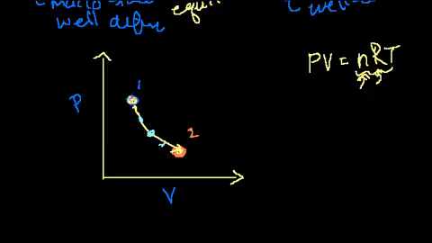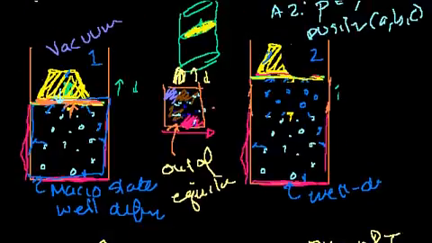I'll do it in magenta. So that's our state 1 that we were in right there. And then what I did in the last video, I just blew away half of this block. And as soon as I blew away half of this block, obviously the force that's being applied by the block will immediately go down by half. And so the gas will push up on it.